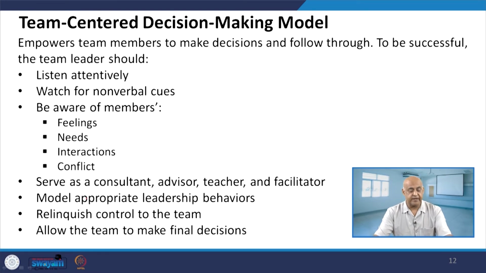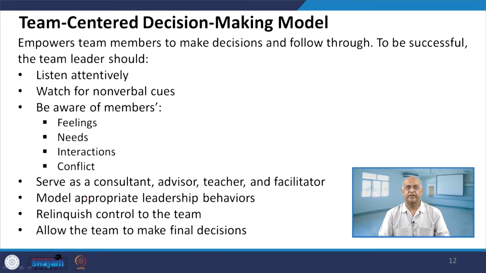Now, we will talk about the team centered decision making model. It empowers team members to make decisions and follow through to be successful, and team leaders should listen very attentively to whatever the leader or the team members are saying. The team members should have clarity, clarity of thought is important, and that is why they will listen attentively. Watch for the non-verbal cues.